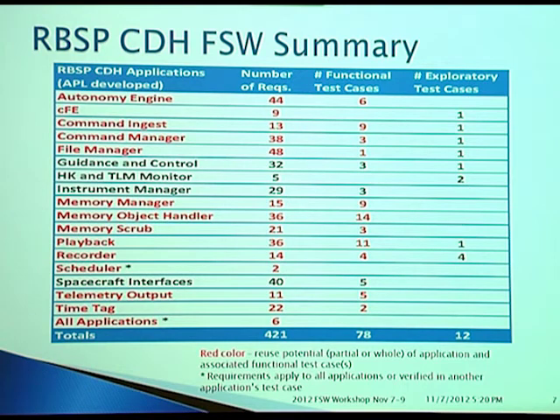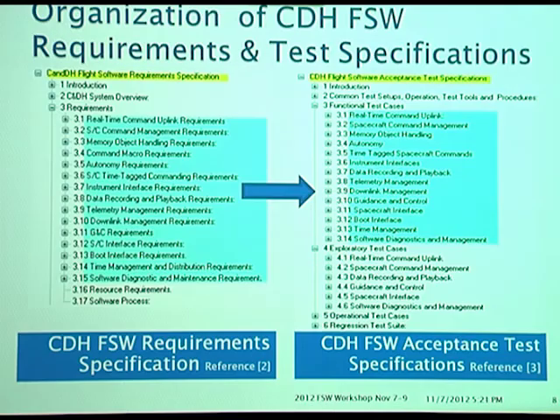Now, this breaks down the 17 applications which we developed for our flight software and the number of requirements for each type of the application and the number of functional test cases and the number of exploratory test cases which we used. The red color shows the potential for the reuse in the application and in the functional test cases. And you can tell from this there's approximately 70%, 70 to 75% if you add up the numbers, that we could get reuse in our flight software and also in the test cases.